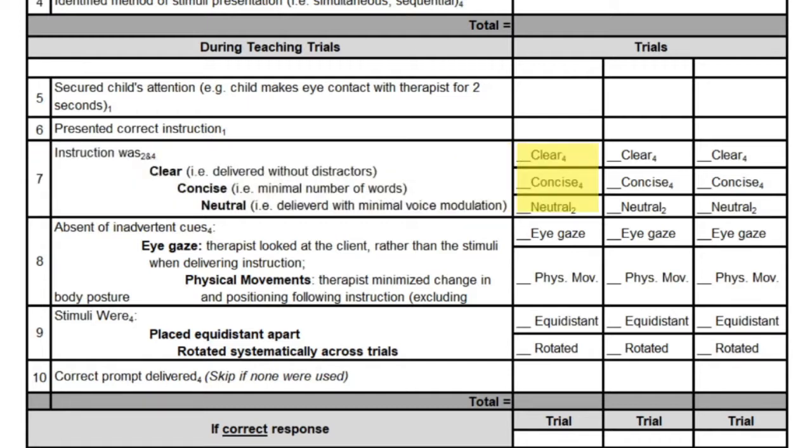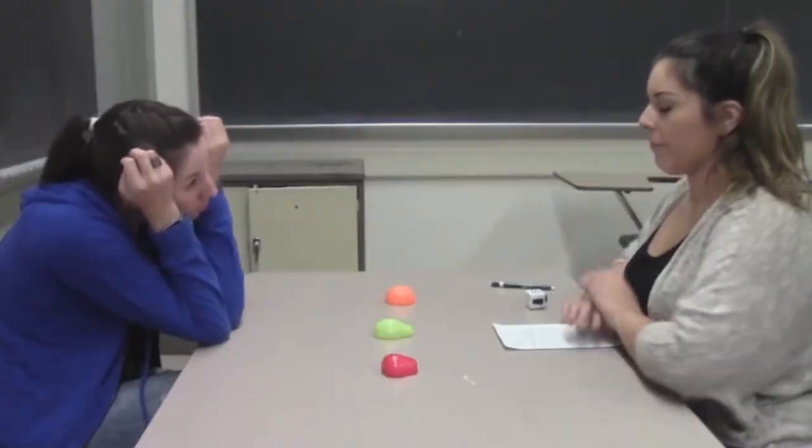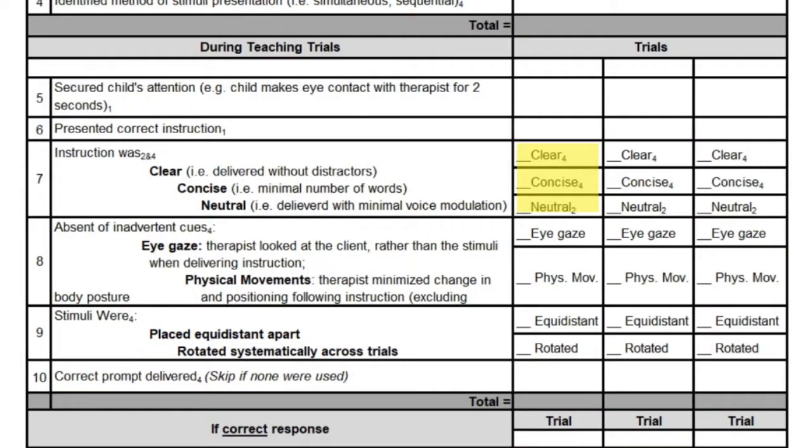In addition, step 7 says that the SD, or instruction, must meet 3 specific criteria. The first is that the instruction must be clear, meaning it's delivered without any distractor instructions. Second is that it must be concise, meaning that it has a minimal number of words, just like today's, which is just touch followed by the name of the fruit. And it should be delivered in a neutral tone, meaning that the instructor should avoid any inadvertent voice fluctuations when delivering it. Let's check again to see whether the RBT met these criteria. Touch apple. Yep. Looks like the instruction was clear, concise, and delivered in a neutral tone.